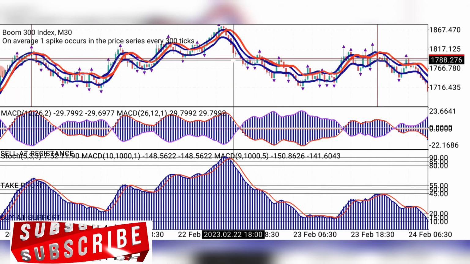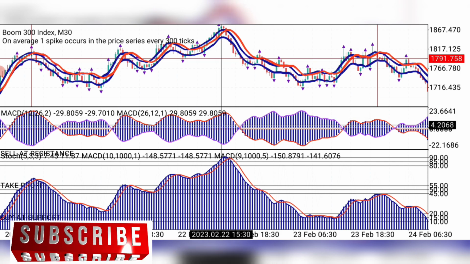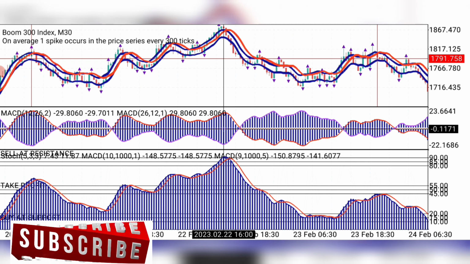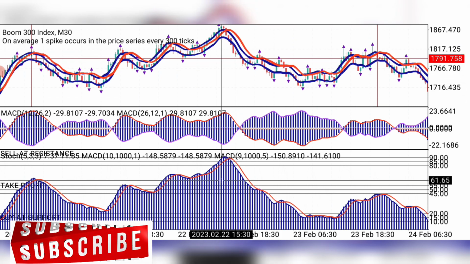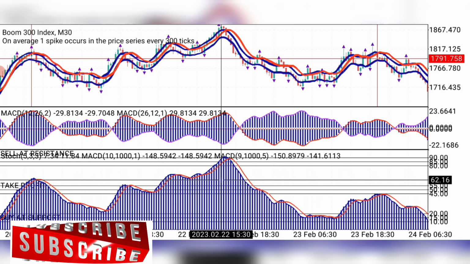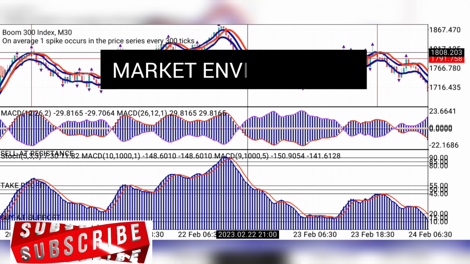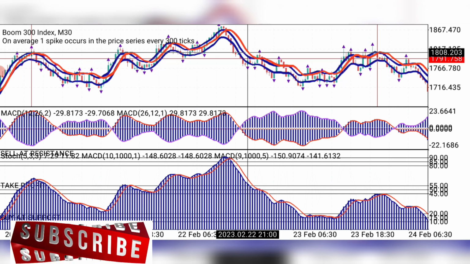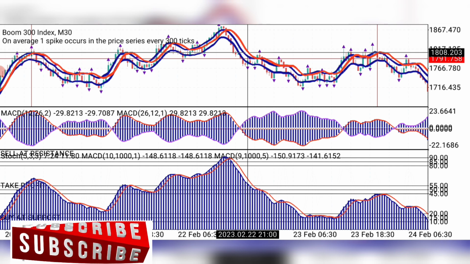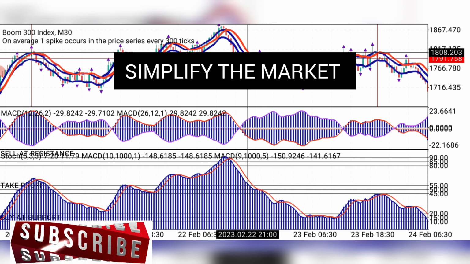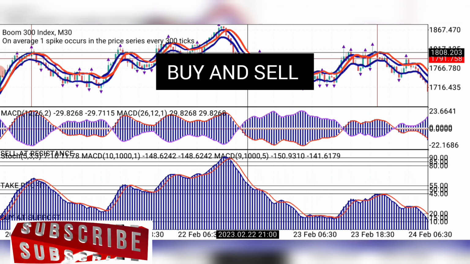knowing the three basic functions of the three layers that make up the MACHINE Plus Scalping Pro. This is the first layer, this is the second layer, this is the third layer. So the first layer is the market. You can see a signal has been built around the marketplace, the blue and the red signals, to simplify the market and to tell you where to buy and when to sell in the market.